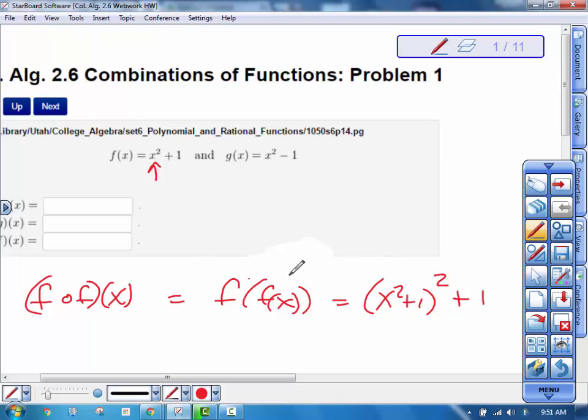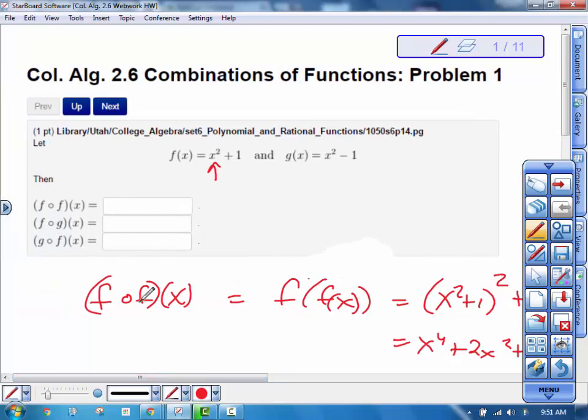My guess is Webwork will accept this answer right here without simplification, but if you do simplify it, it's x to the fourth plus 2x squared plus 2. If you simplify it, both of these answers will work for the first one. Now for the next one, we want f of g of x, which I like to write like this.